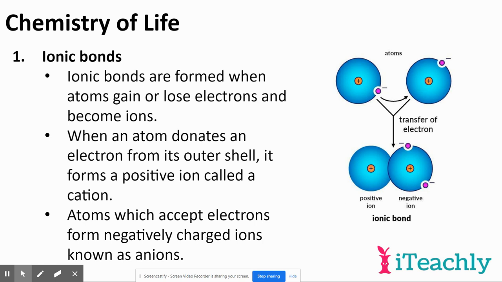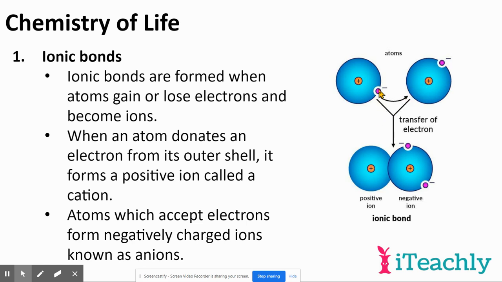Ionic bonds are formed when atoms gain or lose electrons and become ions. Ions are basically charged particles, right? So this is the positively charged nucleus, and these are the electrons, and the electrons are negatively charged. This one has one electron, and this one has one electron, right?